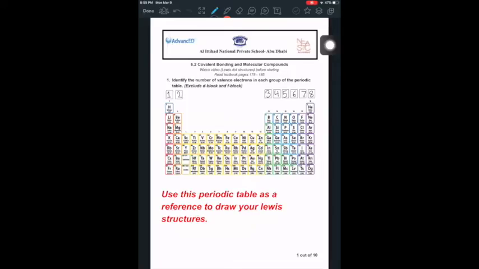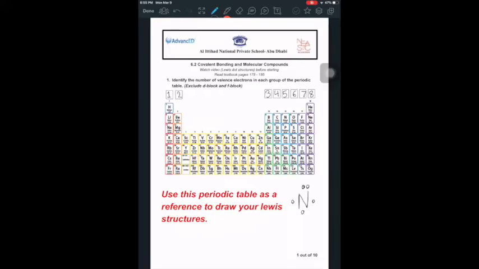So for example, let's say I wanted to draw the Lewis structure of nitrogen. I know that nitrogen is right here, so it should have 5 valence electrons. How I would do this is I would first draw the chemical symbol of nitrogen, which is just a capital N. And then, clockwise or counterclockwise, it's up to you, you start filling in the electrons one by one on each side of the element. 1, 2, 3, 4, 5.